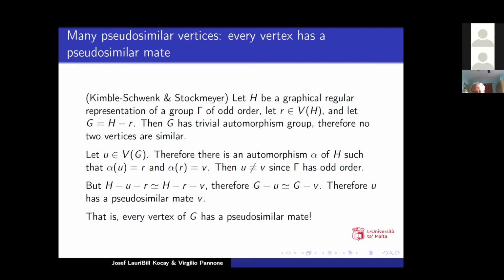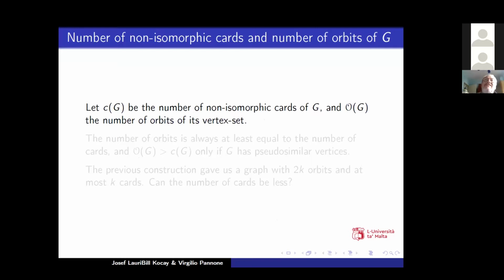So in one sense, there is this sort of regularity, there's deformation from one vertex to another. But on the other hand, G has trivial automorphism group. So there is a gap between these two possibilities. Okay, let's look at another way, and this is what I'm going to concentrate a bit on, another way in which we can have a lot of pseudosimilar vertices.